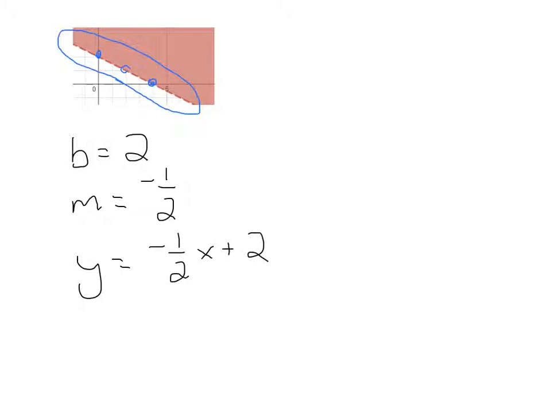Now I need to know about the shading. It's a dotted line, so it's going to be a greater than or a less than. And the shading goes above, so that's going to mean greater than. So the equation of this line is y is greater than negative 1/2 x plus 2.